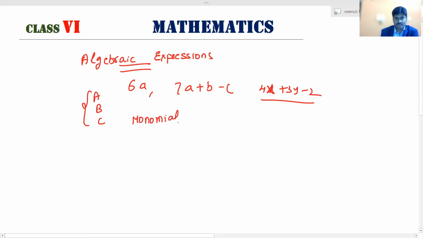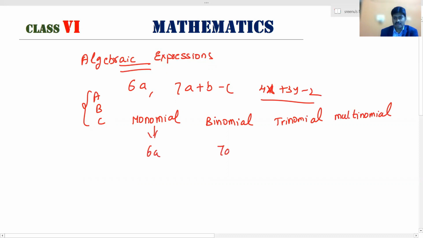We'll write monomial, binomial, trinomial, multinomial. So monomial: an algebraic expression having only one term. Binomial, let's say two terms, and trinomial, it might have three terms. Multinomial, more than three terms. Okay, next.